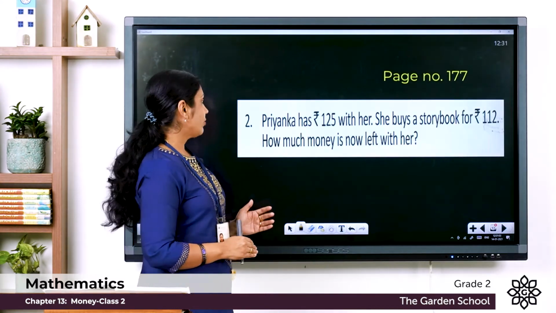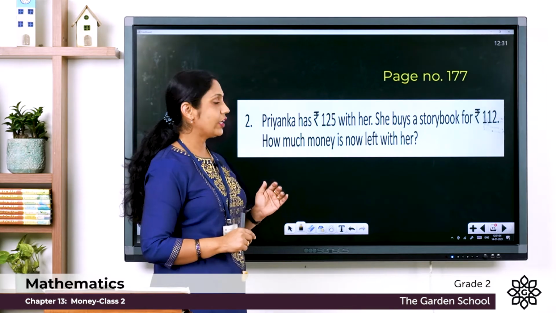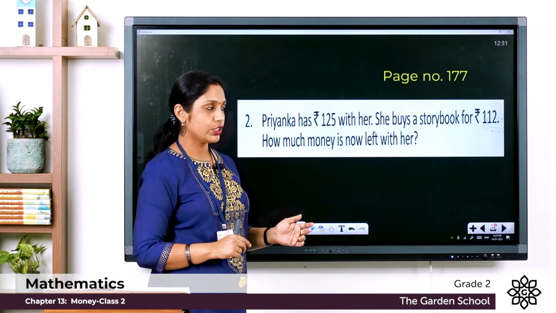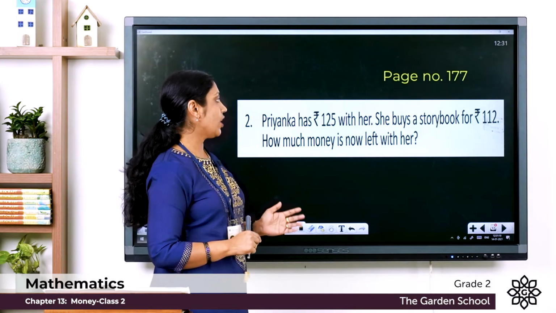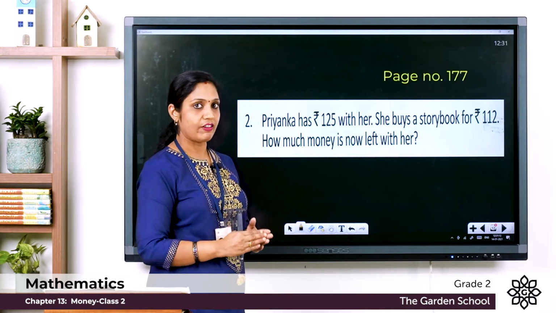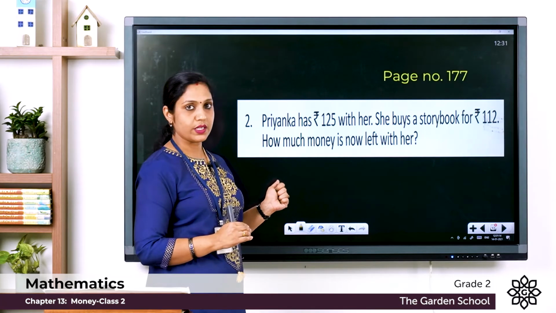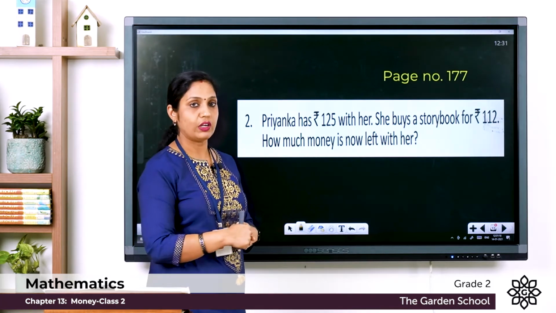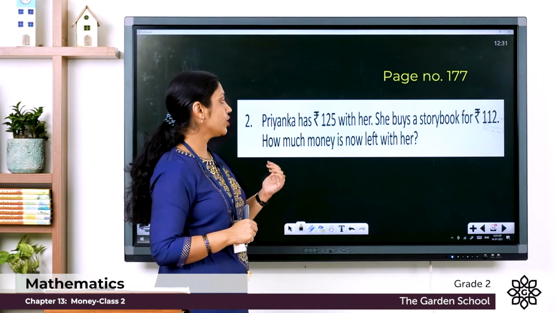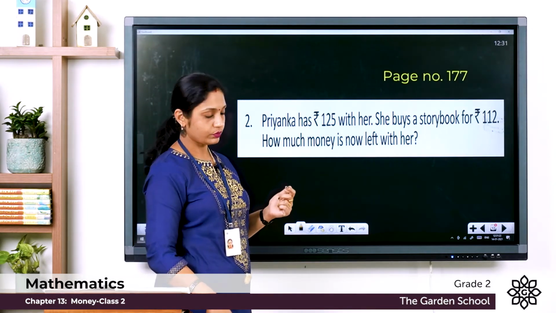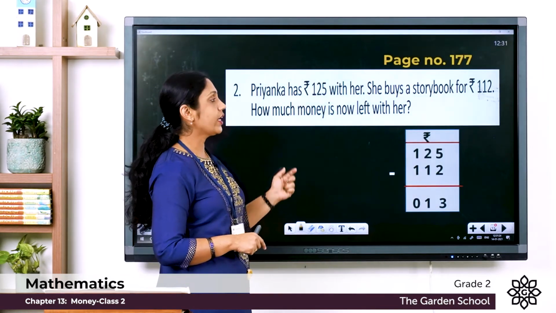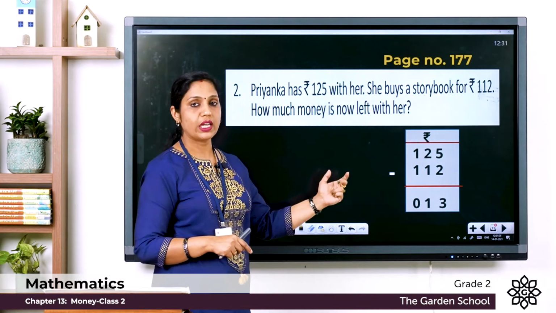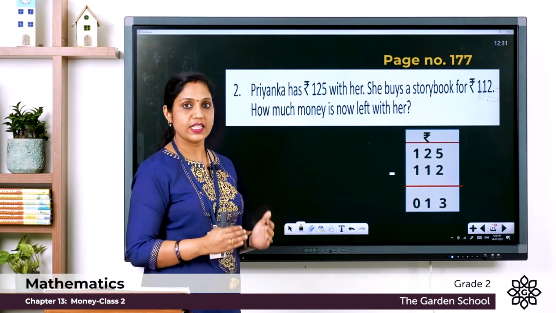So in the second question we have Priyanka has rupees 125 with her. She buys a storybook for rupees 112. How much money is now left with her? So Priyanka is having 125 rupees, and she buys a storybook for rupees 112 and we have to find out how much money is now left with her. So we have to subtract 125 minus 112 to find out how much money is left with her.